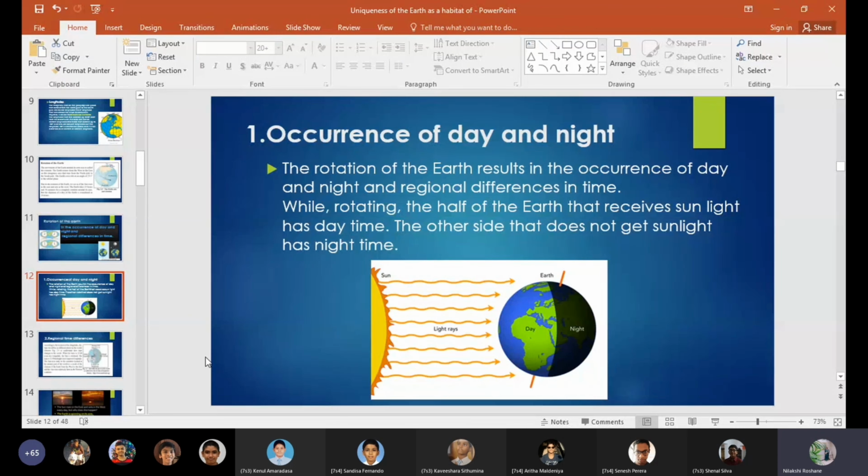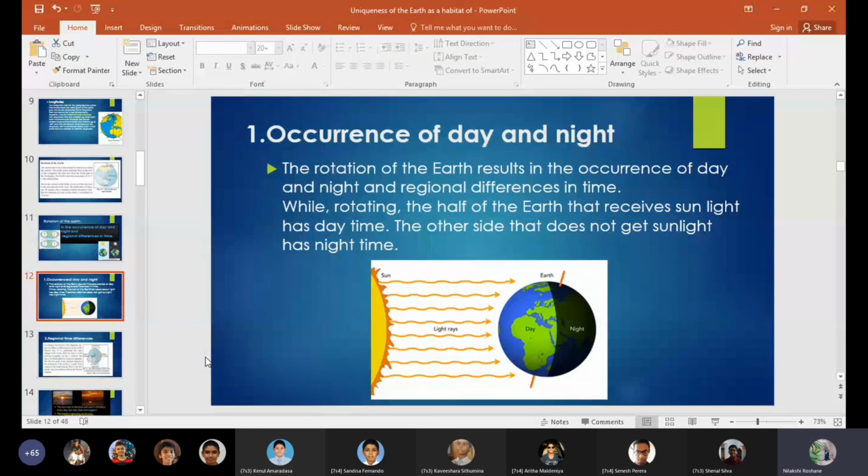While rotating, the half of the earth that receives the sunlight has daytime, and the other side that does not get sunlight has night time. The solar energy reaching different parts of our planet is not constant, and parts of the earth lean towards the sun while other parts lean away. So that you need to know. Because of that we have the occurrence of day and night.